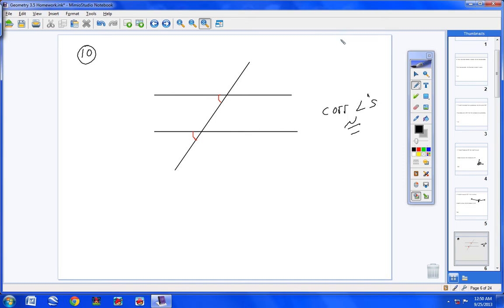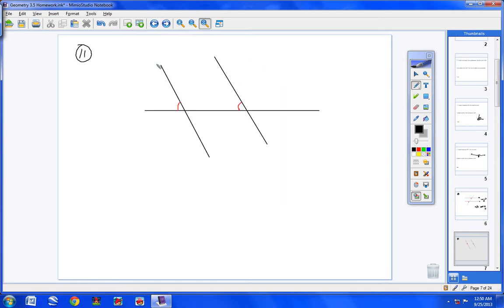So we have lines M and N. Yes, we can state that M is parallel to N because, I know it looks really sloppy, C-O-R-R. That's C-O-R-R. Corresponding angles are congruent, definitely.